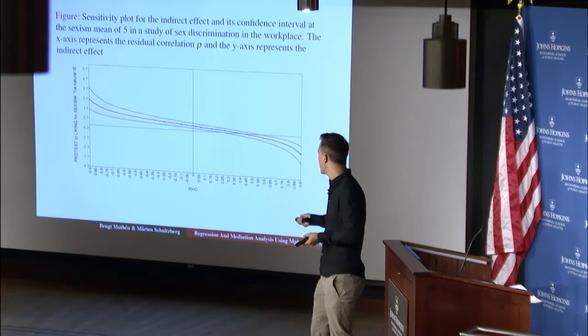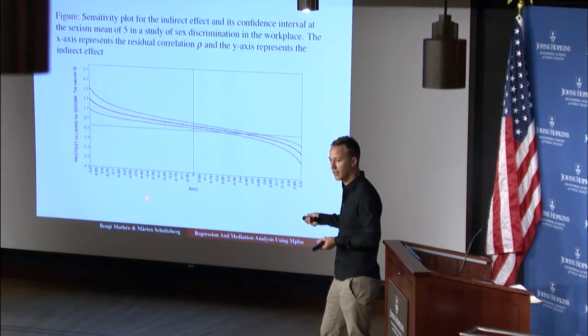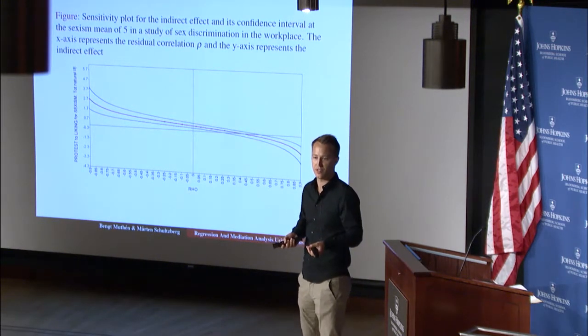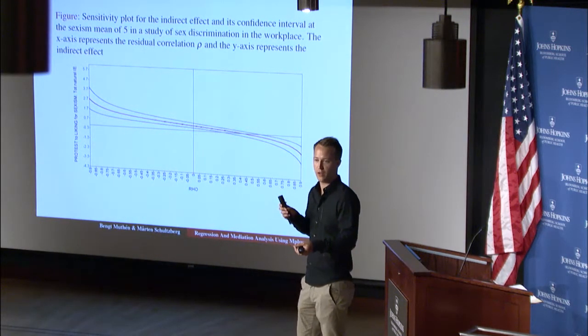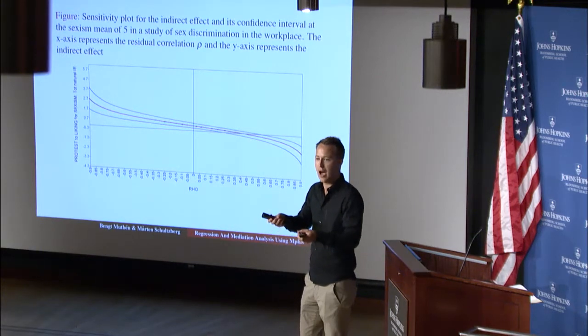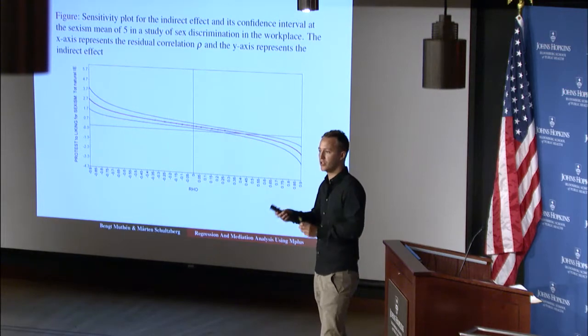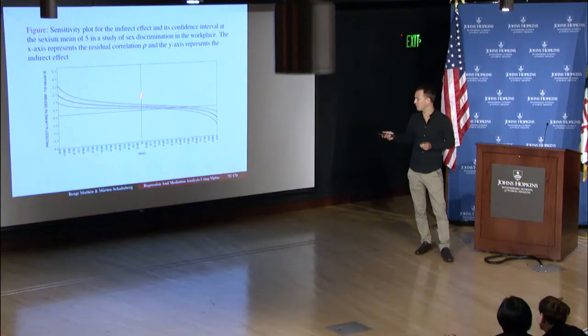But the question is, we have assumed 0. So what the model would give us is the 0 value. So this is the value we get. It's a significant effect because the confidence interval does not cover zero. So the question is, what if we're wrong about this assumption? What if we have an unmeasured confounder that causes correlation? How large can this correlation be without messing up this interpretation? Because here now we have a positive effect, right?